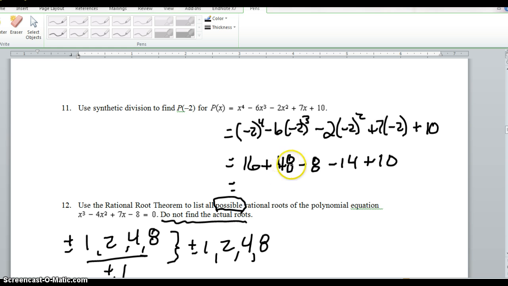So 40 plus 16 is going to be 56. Minus 14 plus 10, that's going to be -4. That's going to simplify to 52. That was our remainder, just by plugging it in. Or you could have simply divided this synthetically. I'm not going to do it, but to show you -2, you could have found the remainder by simply using synthetic division.